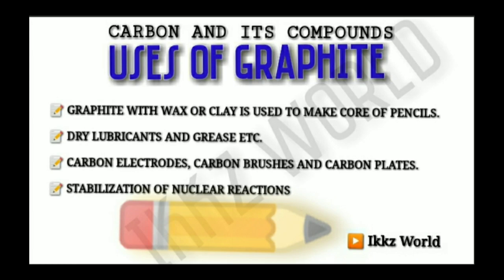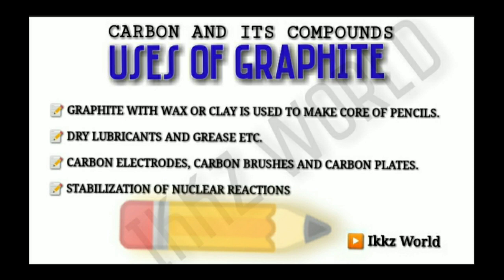Uses of graphite. Graphite with a desired quantity of wax or clay is used to make lead in pencils, which is used in writing. This is the most common use of graphite. In fact, the word graphite comes from the Greek language, and if we translate it, it means to write. And due to its softness, graphite is used to make lubricants like dry lubricants and grease, etc., which help in reducing friction.